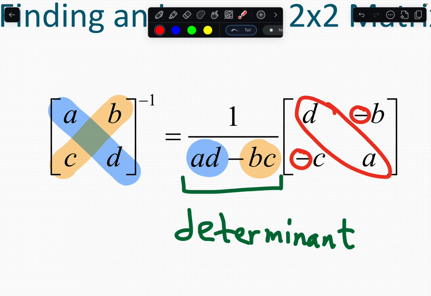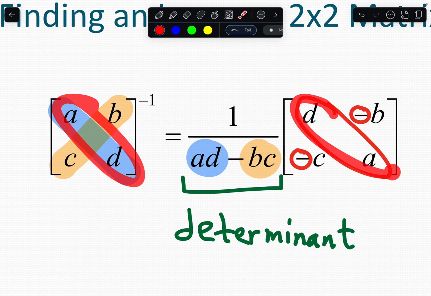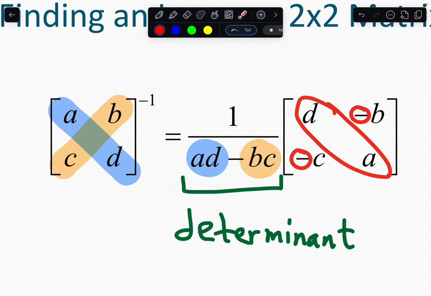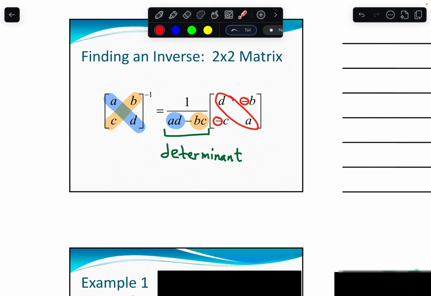So we take basically the reciprocal of the determinant, and then we multiply that by a special version of our matrix where we flip-flop the elements top left and bottom right. A and D are getting flipped, and then in the other diagonal, B and C, those get multiplied by -1. So let's see this in action.